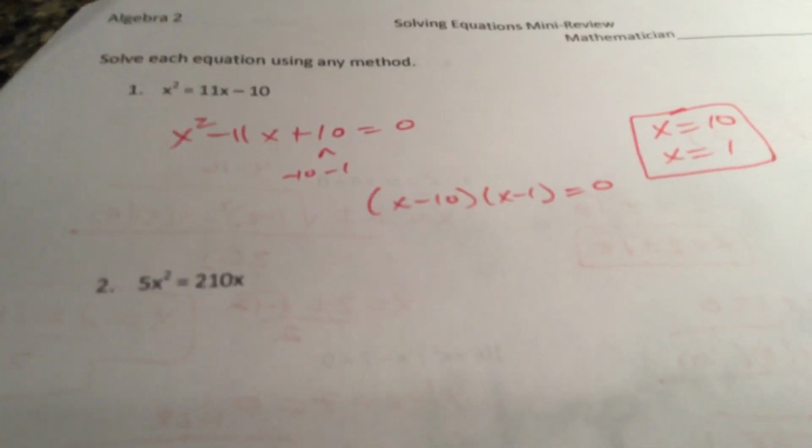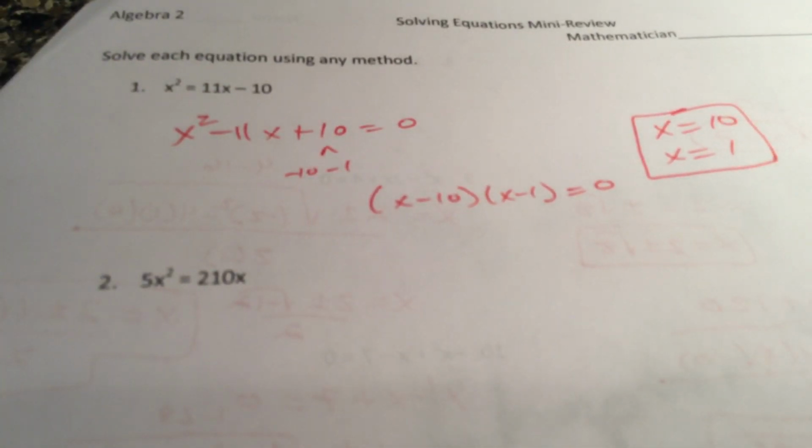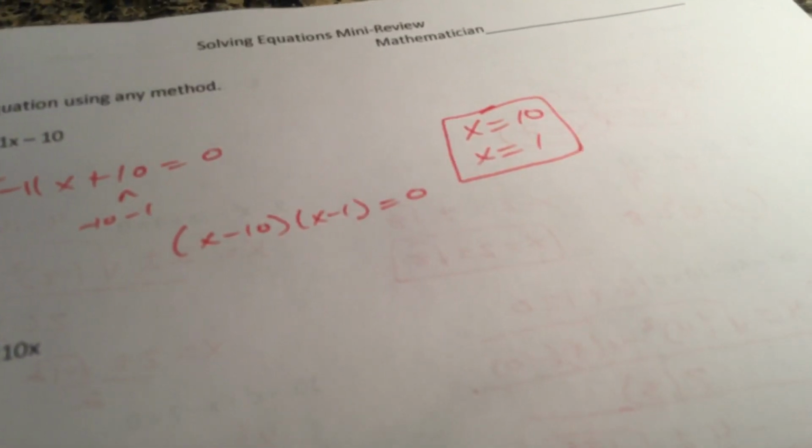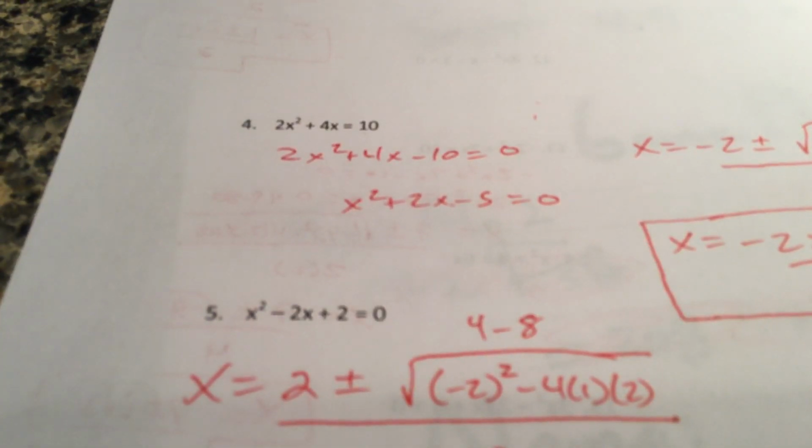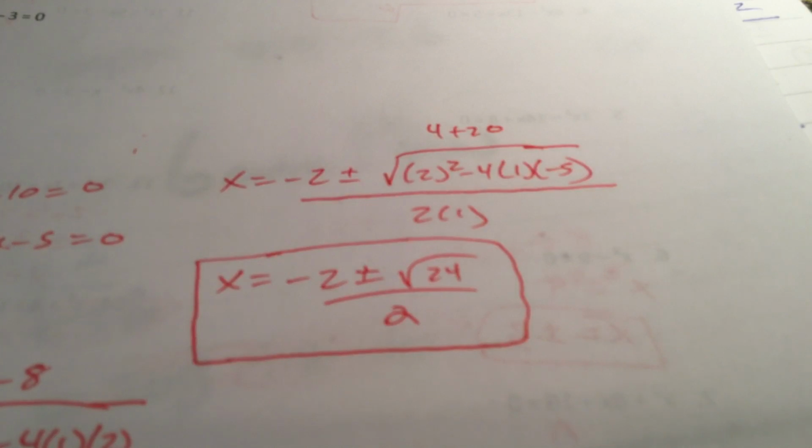Page 22, guys, move the 11x and the 10 over. What multiplies to 10 and adds to -11? x minus 10, x minus 1. There you go. Next one, move the 10 over, then divide by 2. Quadratic formula time. There you go. Some of you might have -1 plus or minus root 6. That is good.